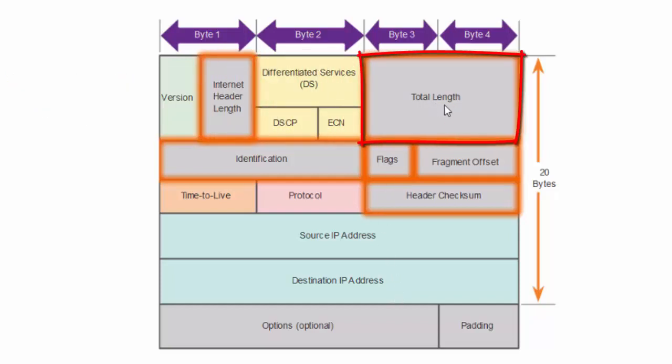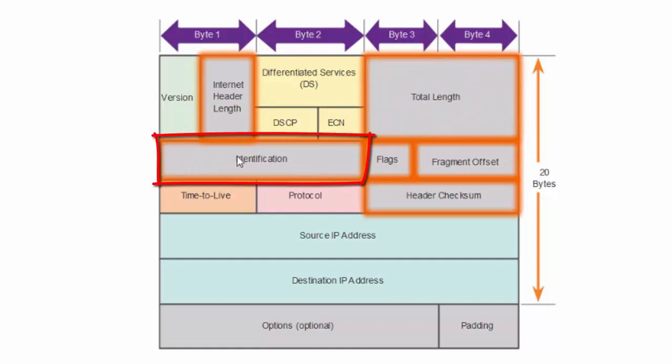There is also the total length field, which is 2 bytes, and this indicates the total length of the entire IP packet, including the header and the data. And the data, of course, can have variable size, and the maximum size for the IP packet and the data can be up to 2 to the power 16, which is the length of this field here, which is around 65,000 bytes.